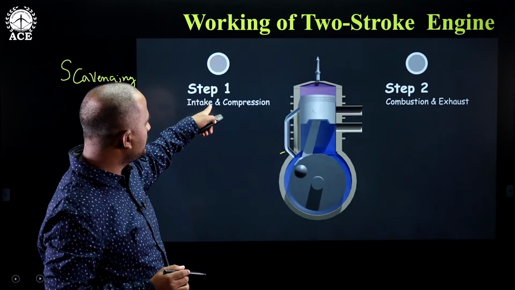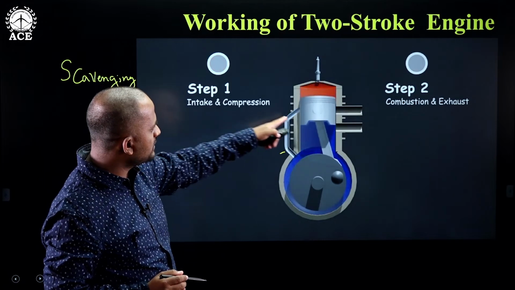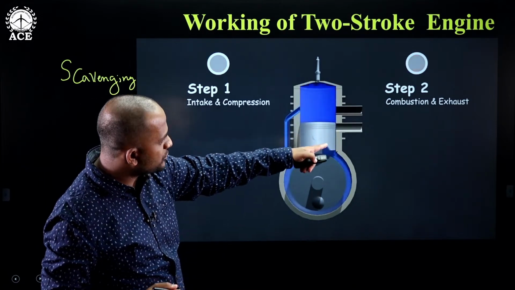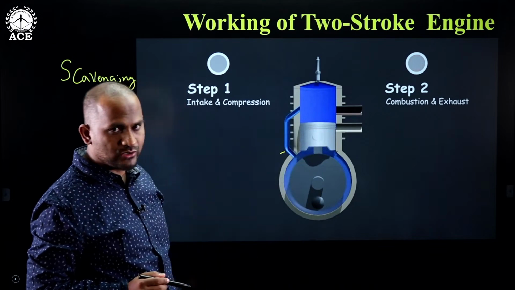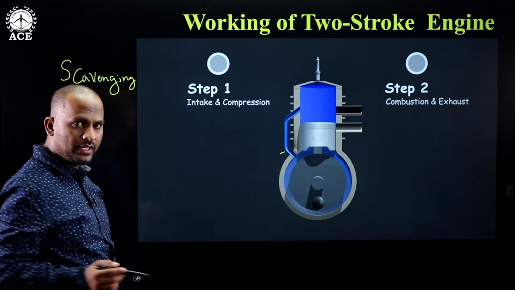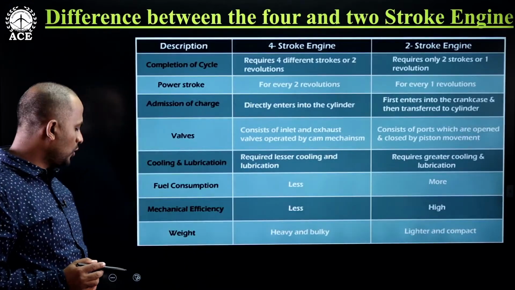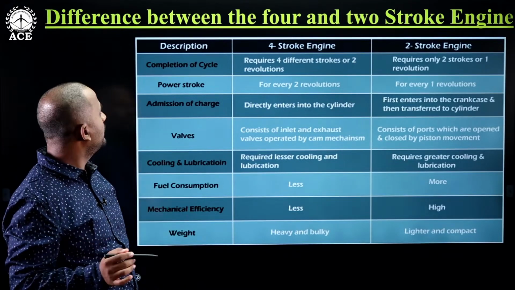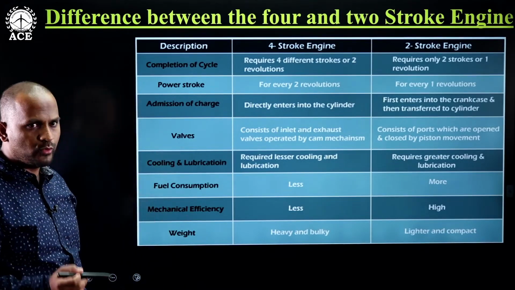Now here you can see in the step 1 intake and compression happens. In the step 2 downward motion, combustion and exhaust happens. So this is the working of the two-stroke engine. Now let us see the differences between the two-stroke engine and the four-stroke engine.